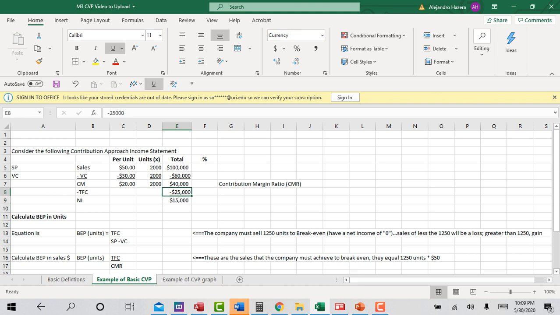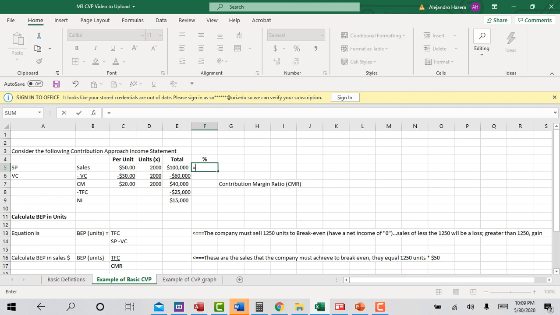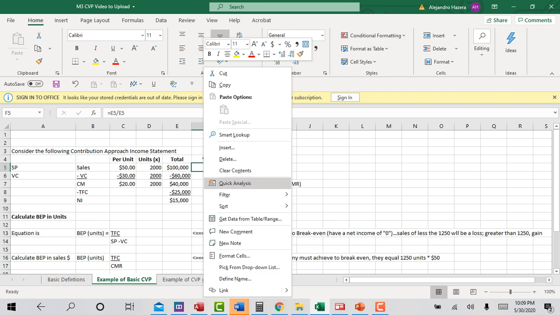Okay, now you can compute this also in percentage terms, and everything is computed as a percentage of sales dollars. So 100,000 divided by 100,000 is 1, so that's 100%. So I'm going to go ahead and put that in percentage terms there.